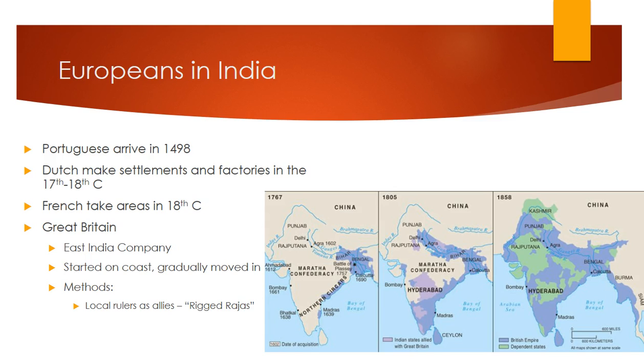And we can see some of the Allied states in 1805, right here in this little purple. By 1858, some of those Allied states had become dependent states, or were just fully incorporated into the Great British holding. So they either became dependent states or were held outright by Britain.